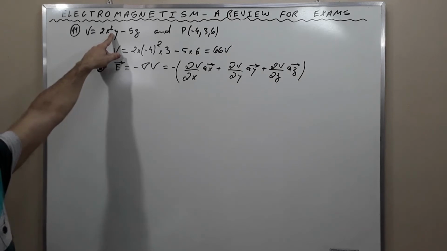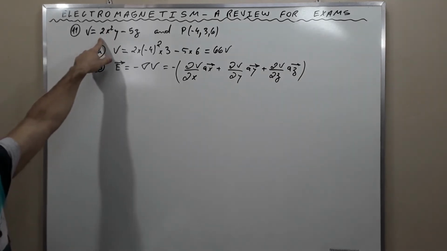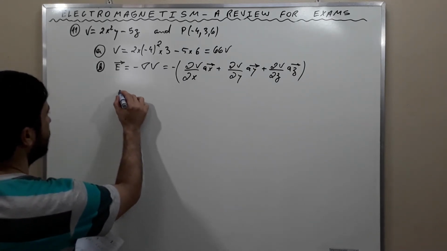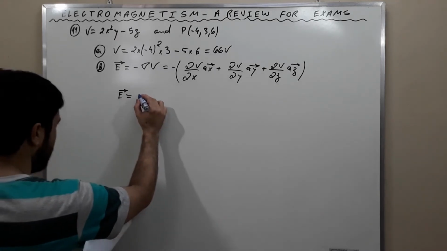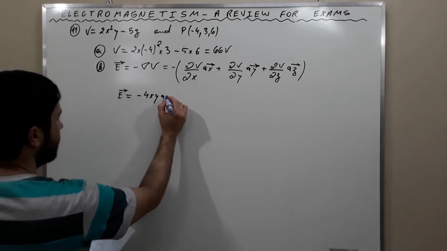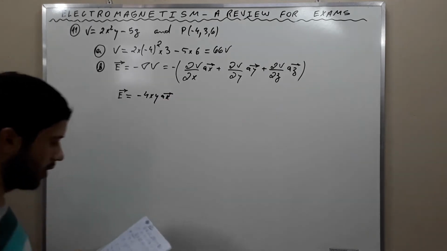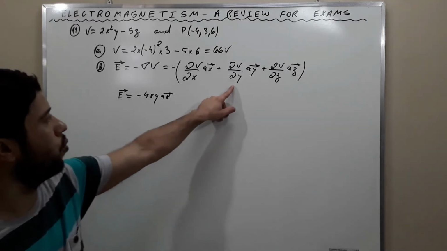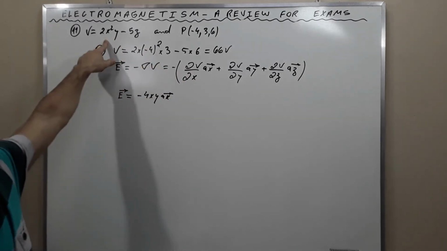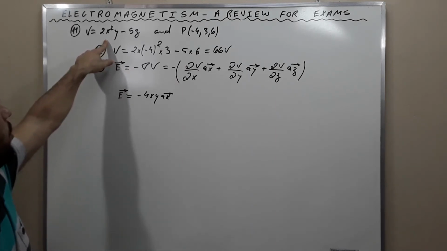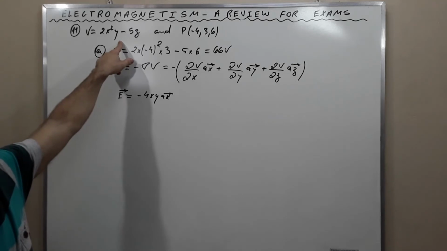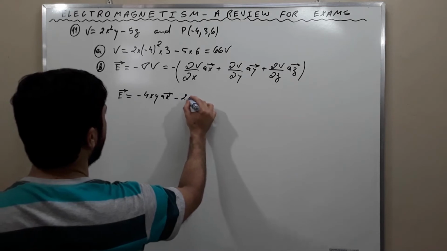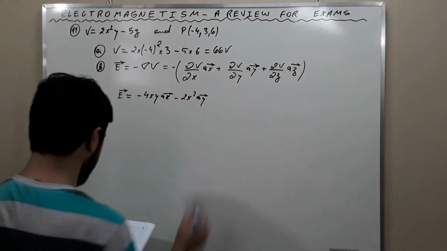The derivative of x squared is 2x. We already have a 2 here, so it's 4xy. Then the electric field is going to be -4xy in the ax direction. And we are going to differentiate with respect to y. The derivative of this with respect to y is 2x squared. We have one y here, so it is -2x squared in the ay direction.